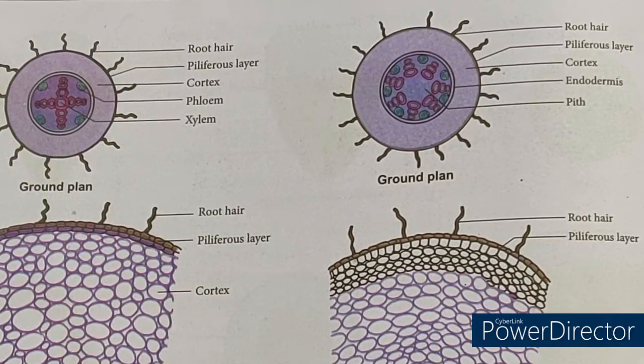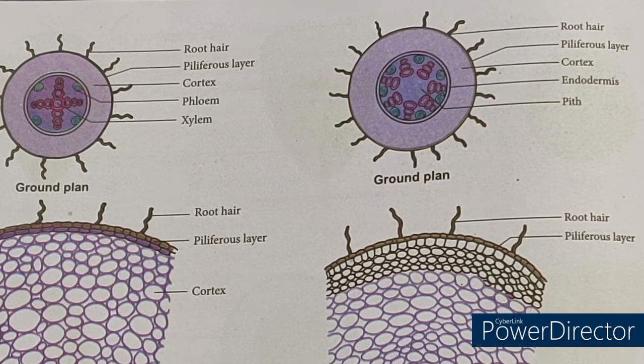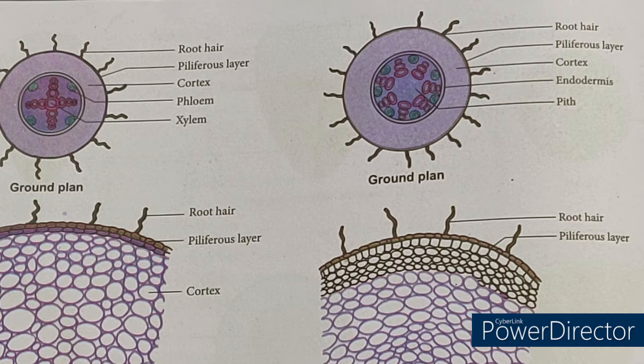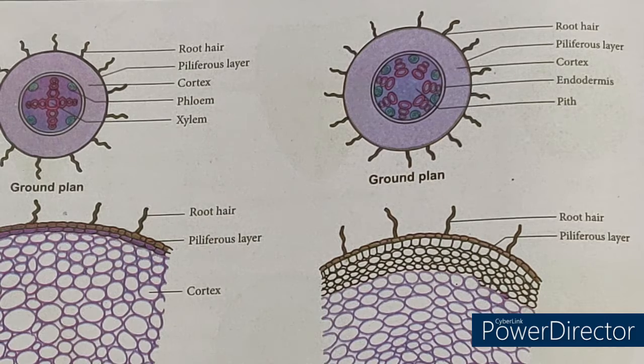And in today's class we are going to learn about the anatomy of dicot root, monocot root, dicot stem, and monocot stem. As we discussed in the previous class, what you are looking at is the ground plan of the transverse section of dicot root on the left hand side, and the ground plan of the transverse section of monocot root on the right hand side.